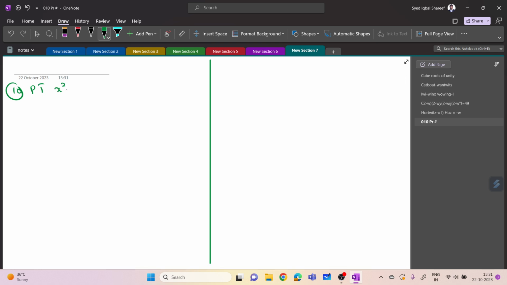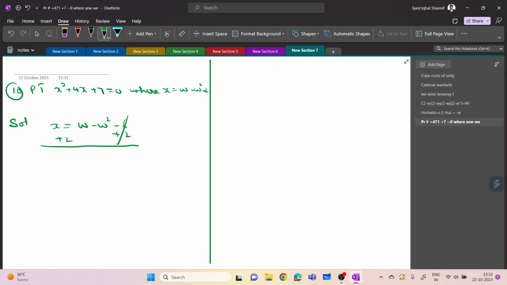Prove that x square plus 4x plus 7 equal to 0, where x equal to omega minus omega square minus 2. This we have to do. So what he has given is x equal to omega minus omega square minus 2. I am writing plus 2 on both sides. Minus 2 plus 2 gets cancelled. So x plus 2 equal to omega minus omega square.